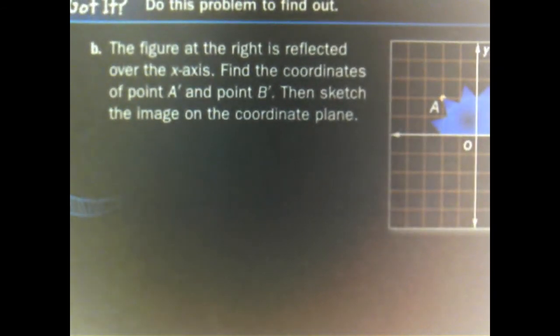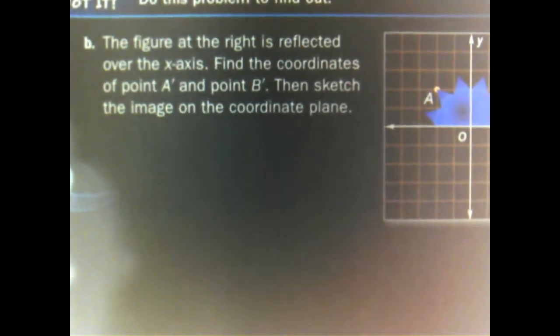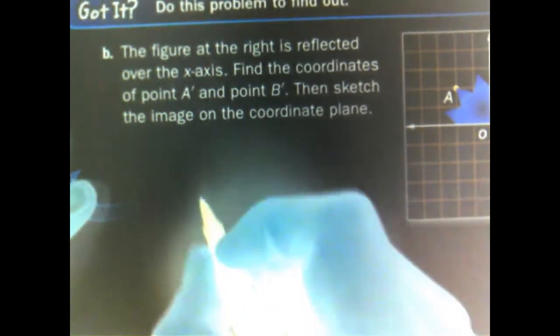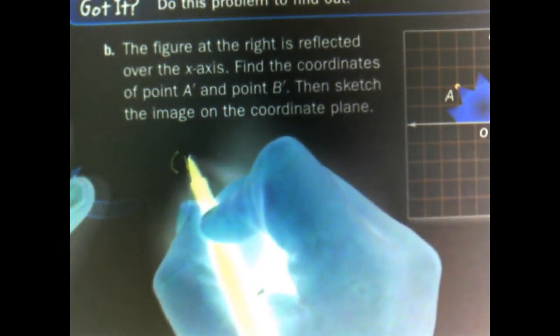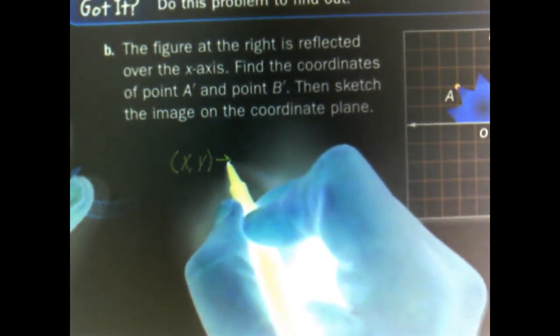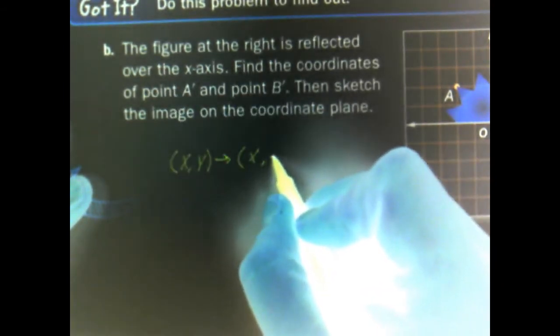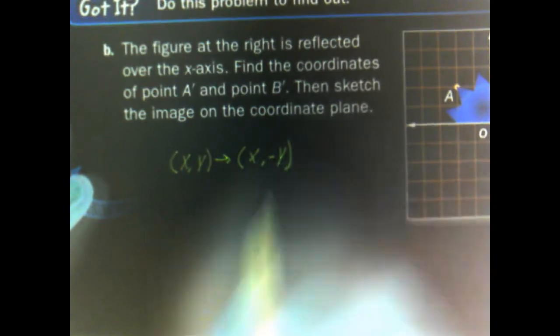Okay, you should be back from trying B on your own. This time we're going to transform the figure, or reflect the figure, across the x-axis. So again, we want our transformation notation. This time, since we're reflecting across the x-axis, we change the sign on the y-coordinate.